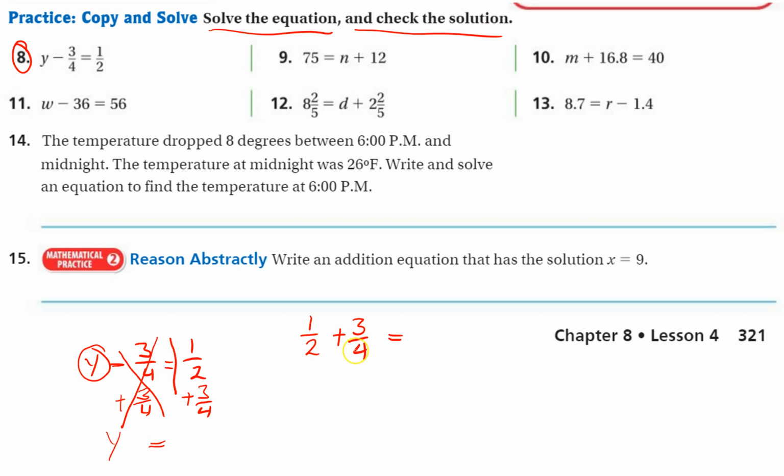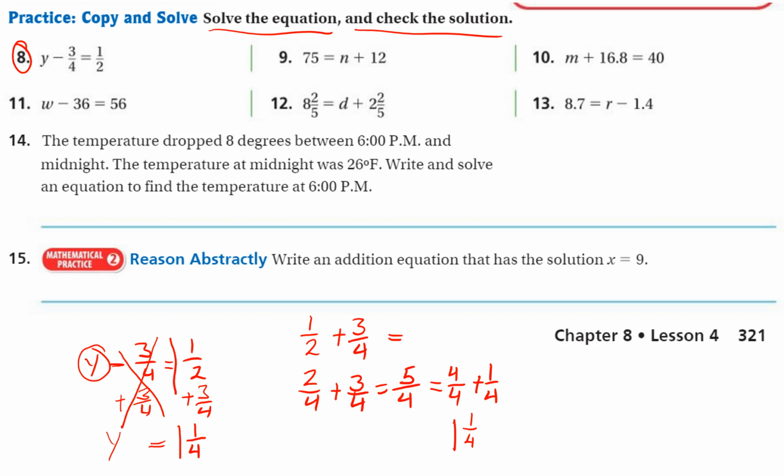The denominators are different, so I need common denominators. Okay. So 1/2 would be equivalent to 2/4, right? That would be a half. And I still have the 3/4, so that leaves me with 5/4. And 5/4 can be written as 4/4 plus 1/4 would still be 5/4, and 4/4 is 1 whole, so 1 1/4. So my y is equivalent to 1 1/4.